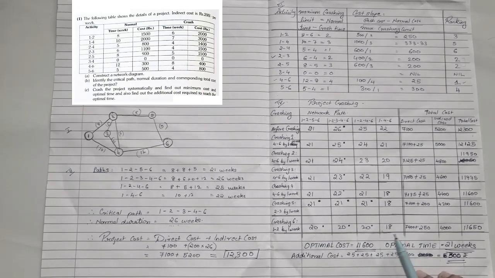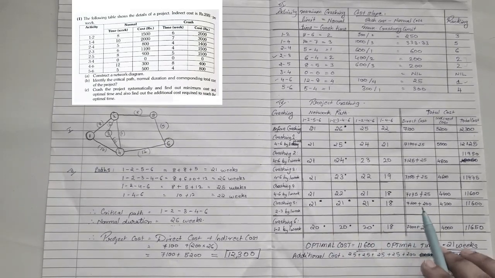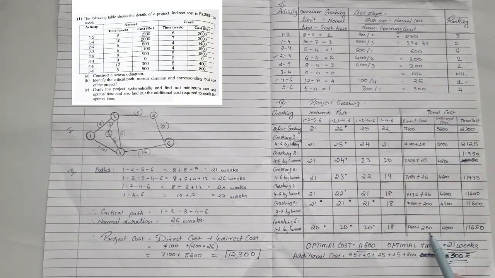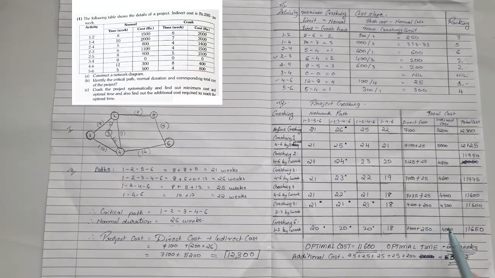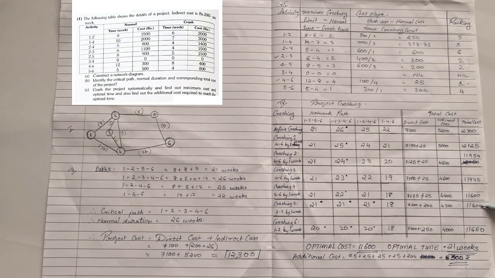Okay, we had come to this point where 20, 20, 20 all became equal, so the direct cost will be 7400, which is already there, plus 250, because we are crashing 1 and 2, and 1 and 2 ka cost is 250, so we add 250 here. And as I crash by 1 day, my indirect cost will reduce by 200, so it becomes 4000. So when I add up, it becomes 11650.